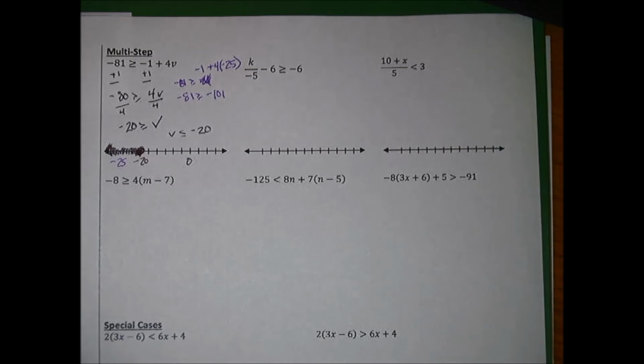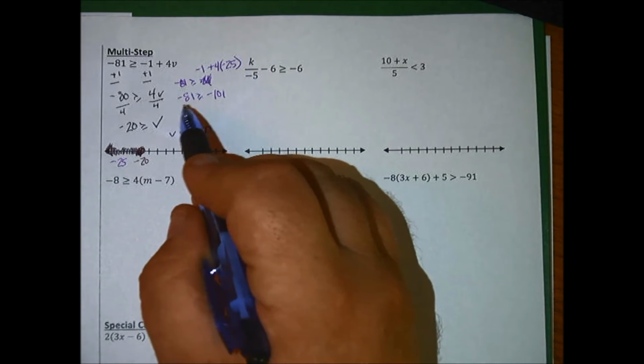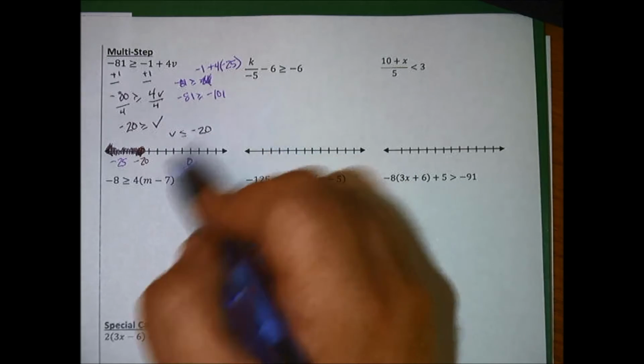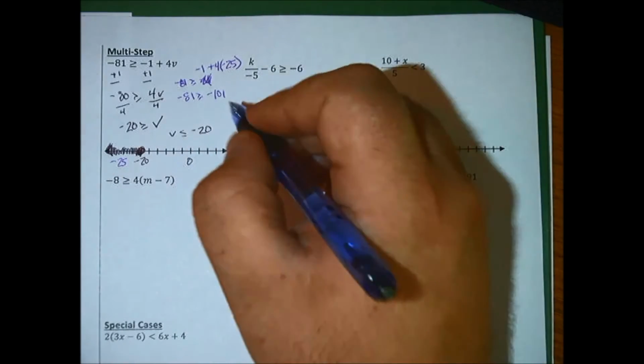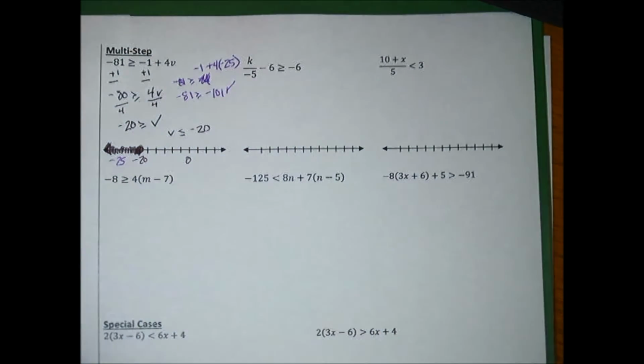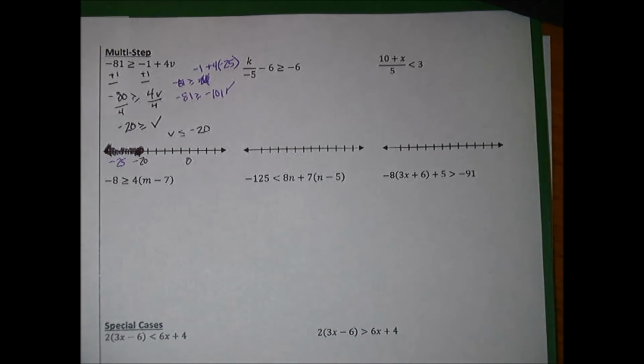So is negative 81 bigger than negative 101? It is, because it's less negative, I guess, is the easiest way to say it. If you had negative 81 and negative 101 plotted on a number line, negative 81 would be farther to the right. So that means that it works out. Okay? All right, let's move on to the next one.